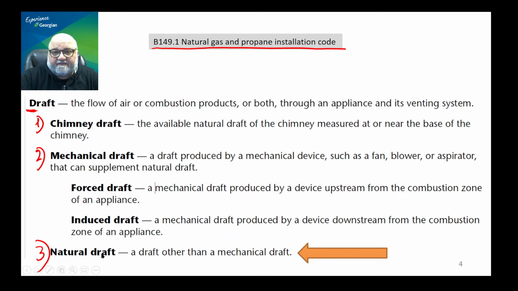In natural draft, instead of the electrical power that moves the motor, that moves the fan, that moves the gases, we use the power of the heat generated in the combustion itself to move the combustion products, which obviously are going to be very, very hot in this case.